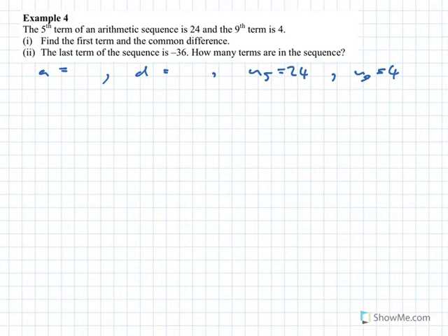Okay, what I'd like you to do is use the formula that we've learnt so far today and see if you can work out how to find A and D by just writing out what U5 is and what U9 is in terms of D. So pause the video and then come back to me, say how you're getting on.